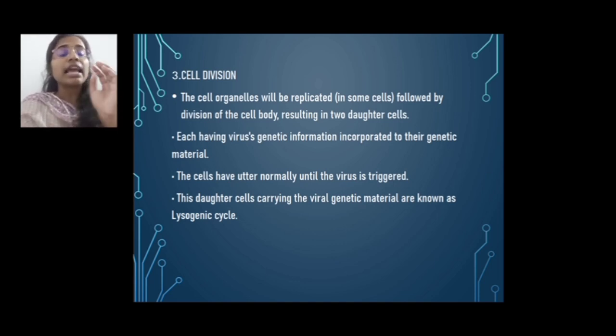In this lysogenic cycle, in the cell division, the cell organelles will be replicated, followed by the division of the cell body. When the virus is attached to the host cell, it starts replicating itself, and this is followed by the division of the cell body.